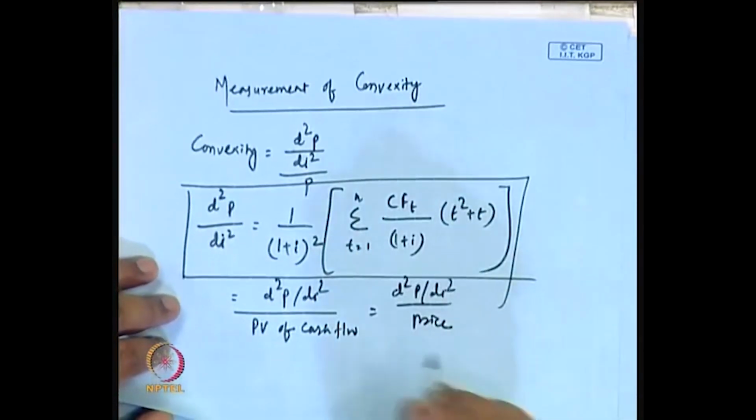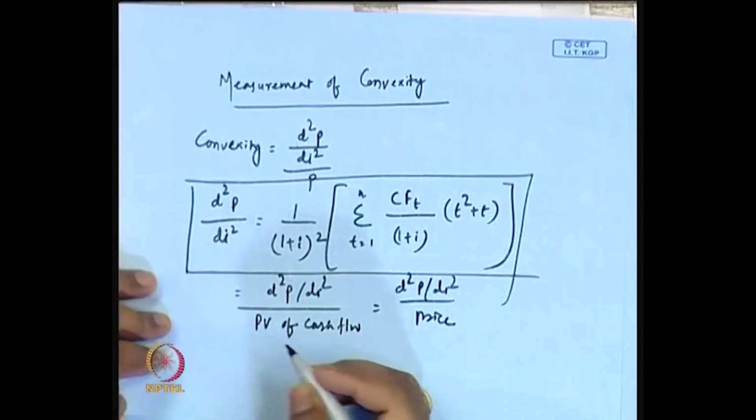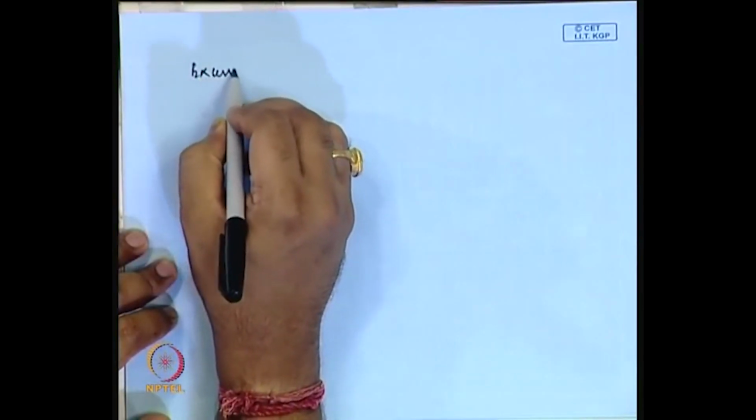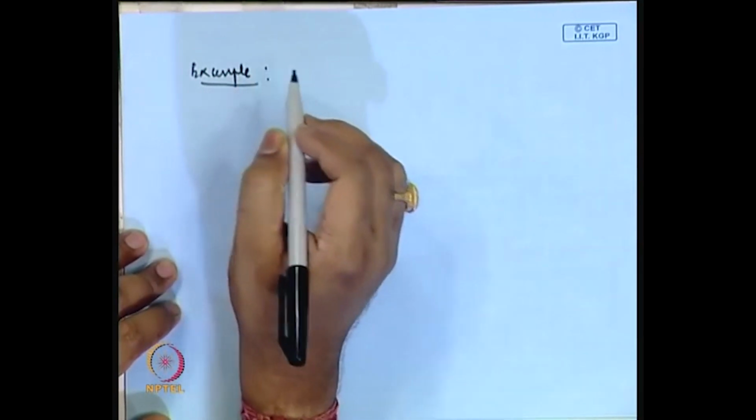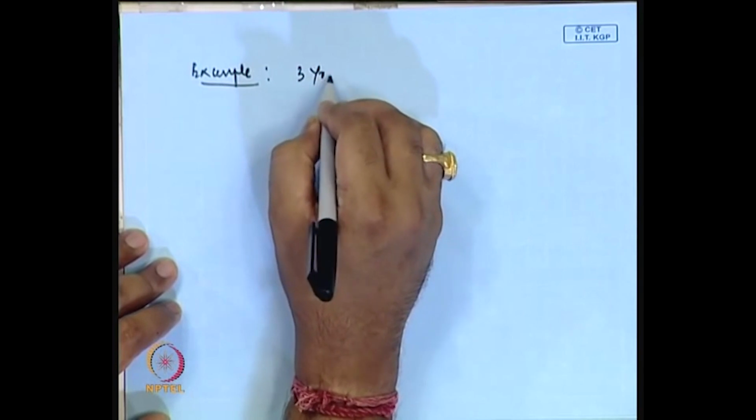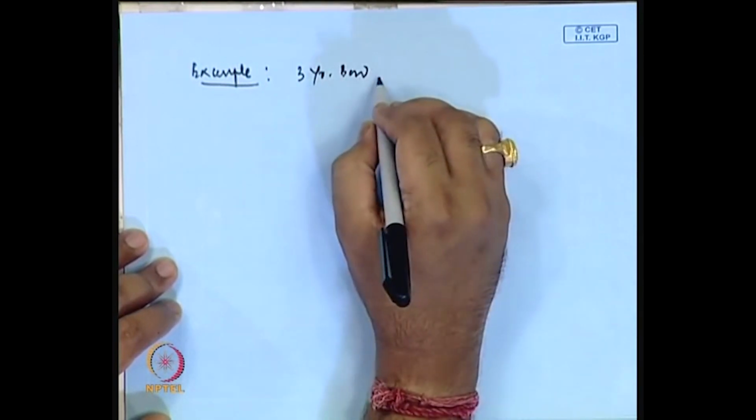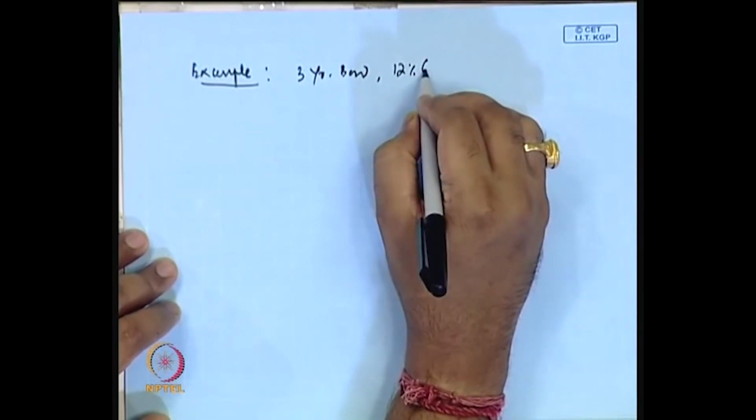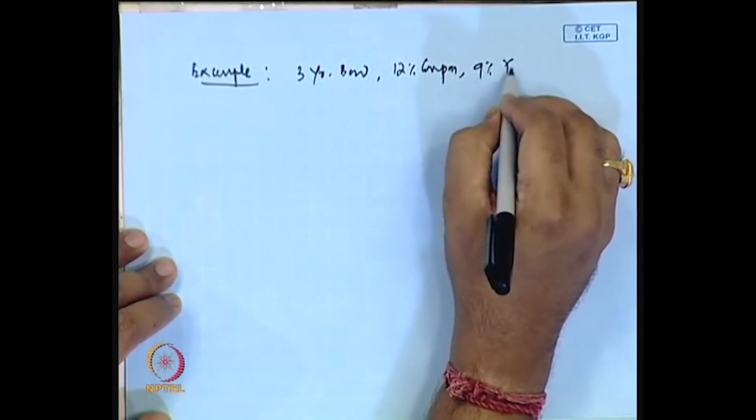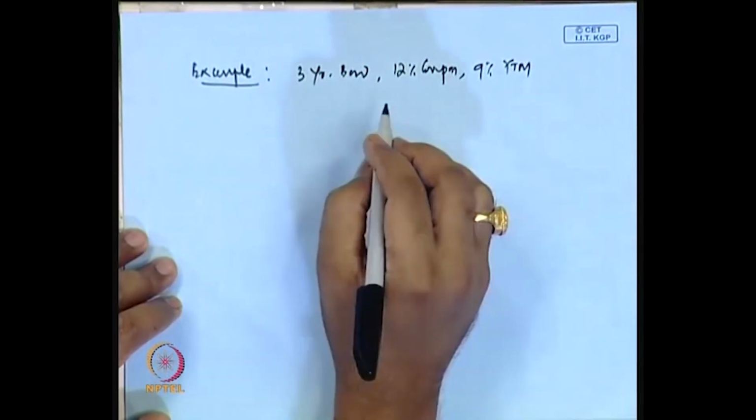Then what is the convexity? If you want to measure the convexity, this is the way it can be measured. Let us take an example to measure the convexity. Let there be a 3-year bond, with 12% coupon and 9% yield to maturity.